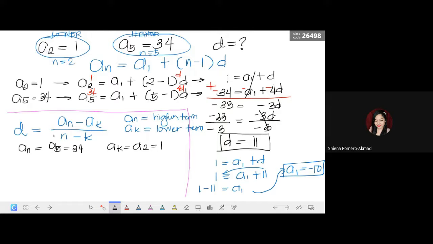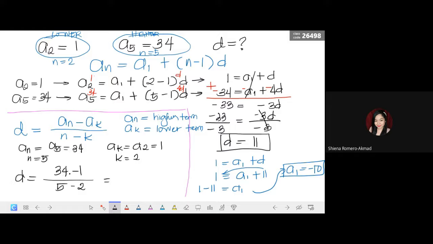Next, ano naman yung magiging n at k natin? Simple lang. Yung n natin, of course, is 5. And yung k natin dito, of course, is 2. Substitute lang natin siya doon. P is equal to 34 minus 1 divided by 5 minus 2. Sobrang haba nung linya.